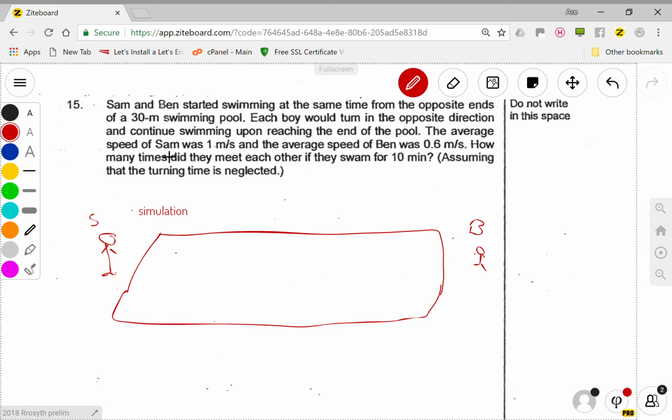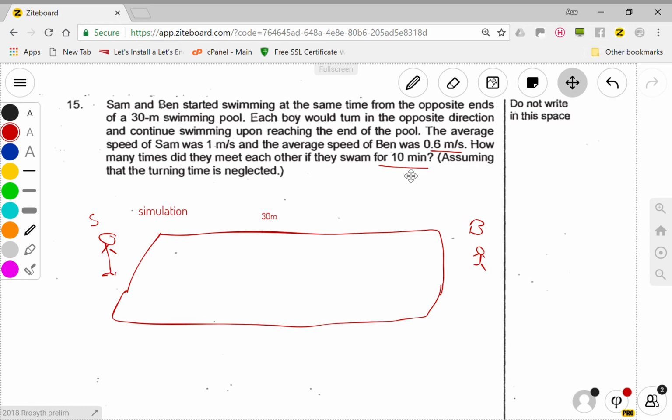The average speed of Sam was 1 meter per second, and the speed of Ben was 0.6, because Ben is shorter, so he's slower. How many times did they meet each other if they swam for 10 minutes? First of all, this thing is 30 meters. Let's just calculate Sam. How many laps will he swim if he swam for 10 minutes?